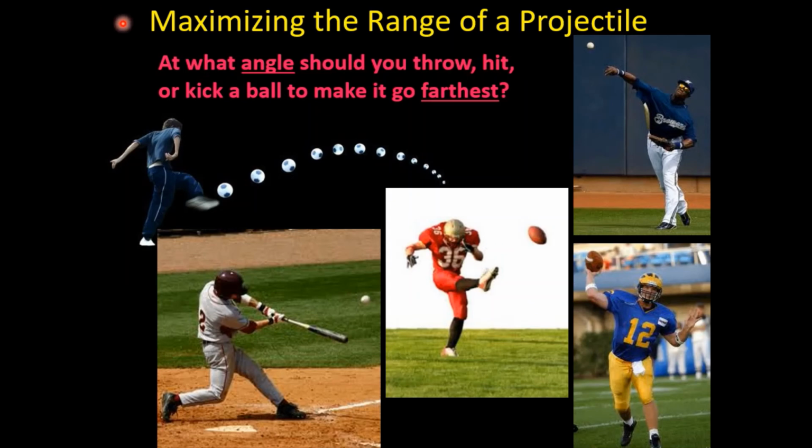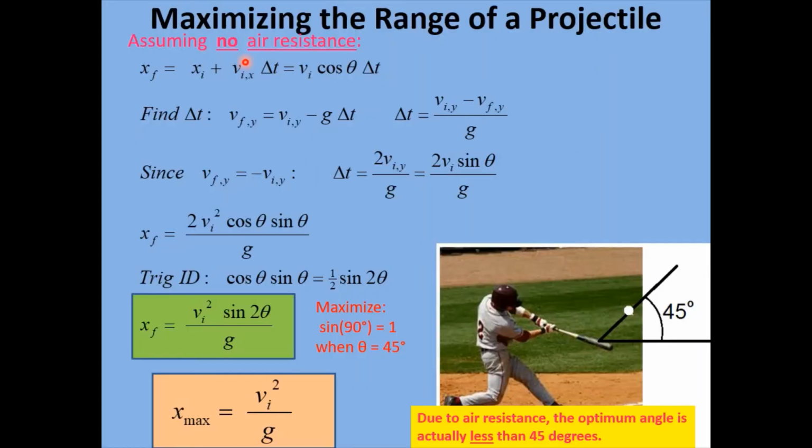The last thing we're going to do here with projectiles is to figure out how do we maximize the range of a projectile? In other words, at what angle should you throw, hit, or kick a ball to make it go farthest? So to do this, we're going to assume that there's no air resistance. This is going to make things much easier for us.